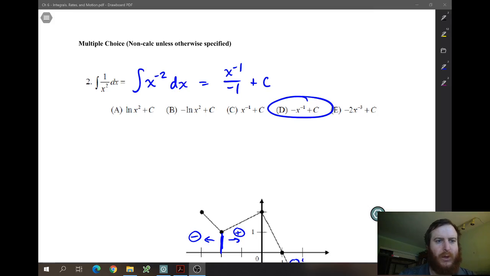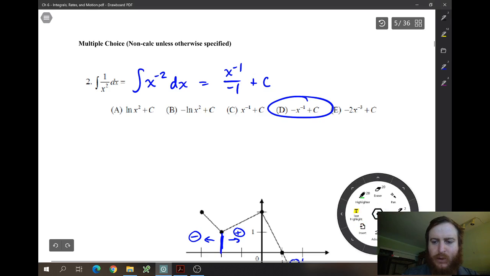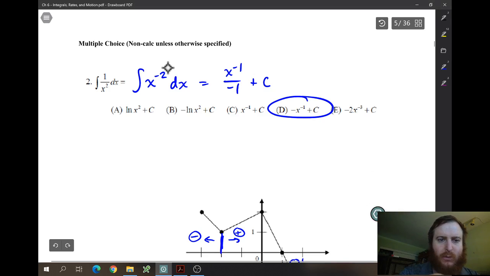So we're going to start off with the chapter 6 multiple choice. And number one's pretty easy. We just need to make sure that whenever we have 1 over x squared or x cubed or anything like that, we rewrite this in polynomial form. So then we add 1 and divide, right, to our exponent. So -2 plus 1 is -1, and then we divide by -1.